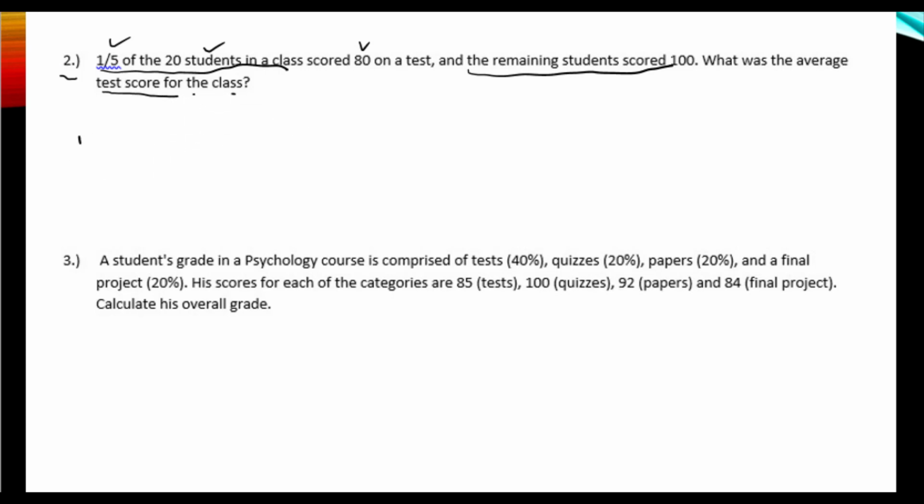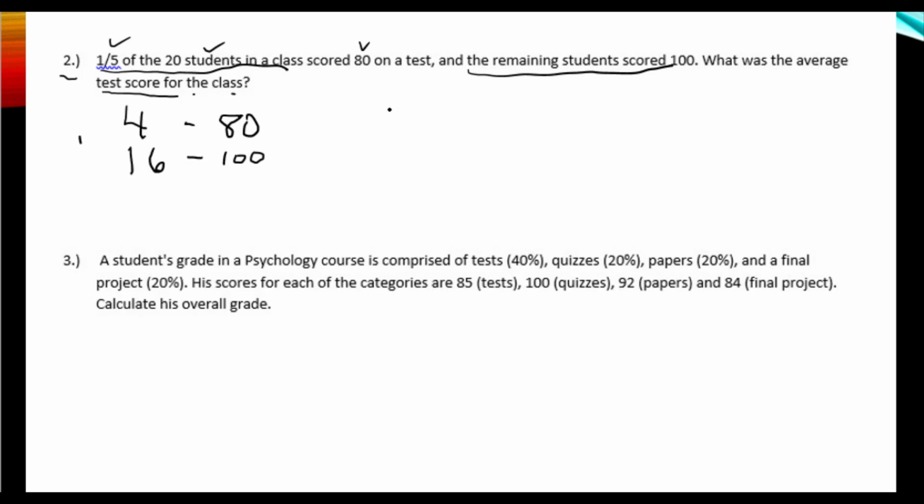So first of all, I'm going to find 1/5 of the class. 1/5 of 20 means 1/5 times 20. That's the same thing as 20 divided by 5, which is 4 students. So you had 4 students get an 80. And being that there's 20 students in the class, you had 16 students left that got 100.